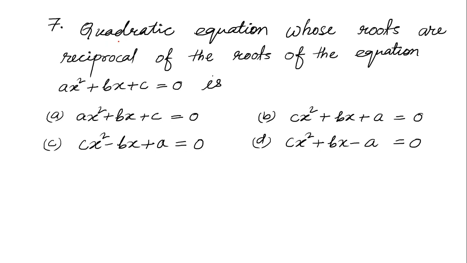Question number 7, quadratic equation whose roots are reciprocal of the roots of the equation, this one. If we want the reciprocal of the roots of any quadratic equation, then what can we do? We write c in place of a, and a in place of c, okay. So which one is the correct option? B is the correct one, okay. cx square plus bx plus a is equal to 0.